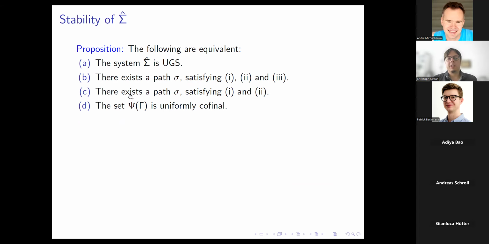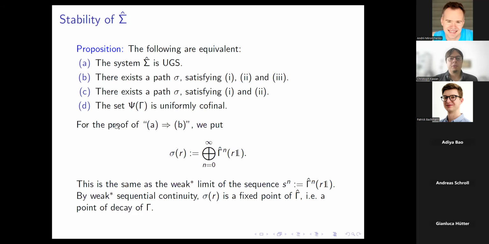It's also equivalent to the existence of a path sigma which satisfies only the first 2 properties. And it's equivalent to this decay set of gamma being uniformly cofinal. Right. To prove this, most of the implications are quite simple. The only one for which you need an idea is how do you get from A to B? So how do you actually come up with that path? And you can do it in the following way.